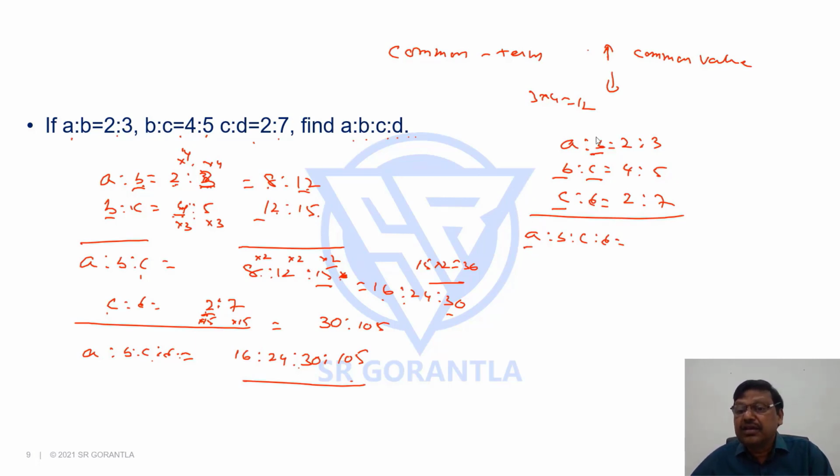And the shortcut is this. For A, this is the ratio. This is the term. And is there any ratio above it? No. Take this 2 and multiply with the following first terms of the ratios. If you multiply with the following first terms, 2 into 4, 8, 8 into 2, 16. Now, similarly take B, 3, and multiply with the following first terms. 3 into 4, 12, 12 into 2, 24.